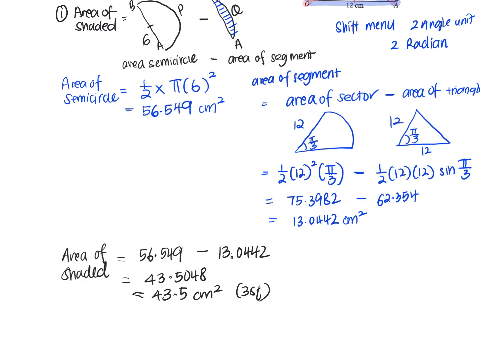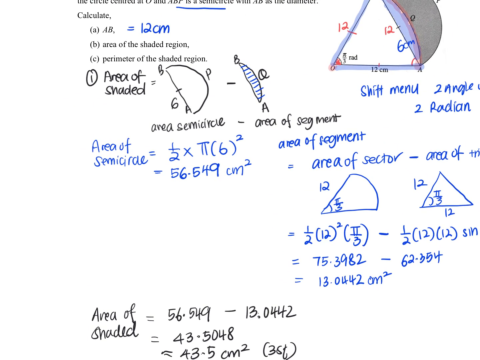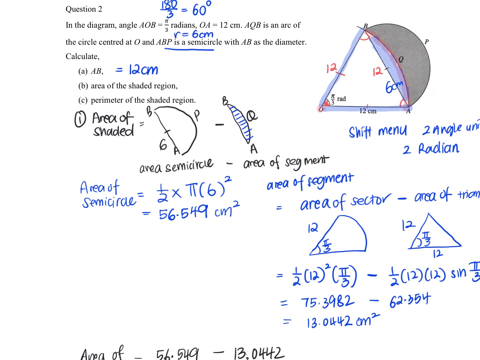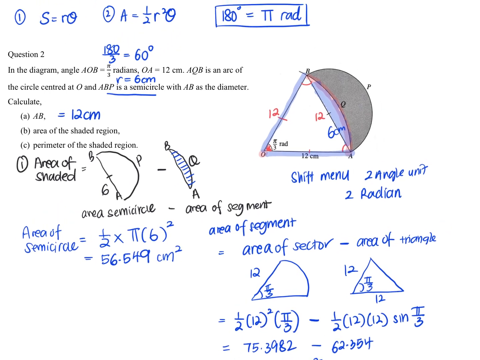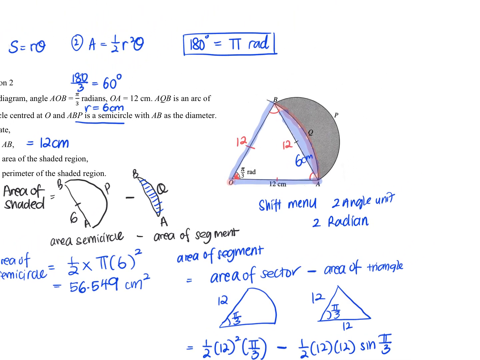Have you gotten the answer? Alright, if that's the case, we shall go on to the last part of the question. Find the perimeter of the shaded region. This perimeter of the shaded region is a little bit easier because it's only made out of one portion, the arc.